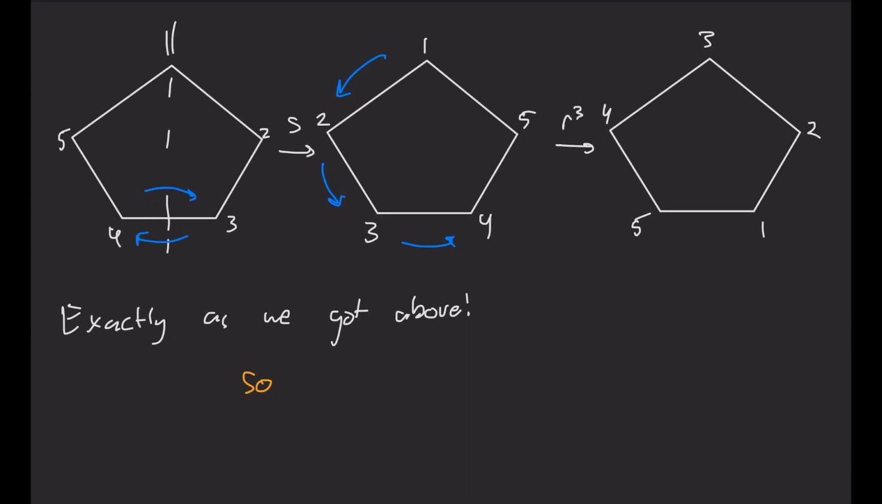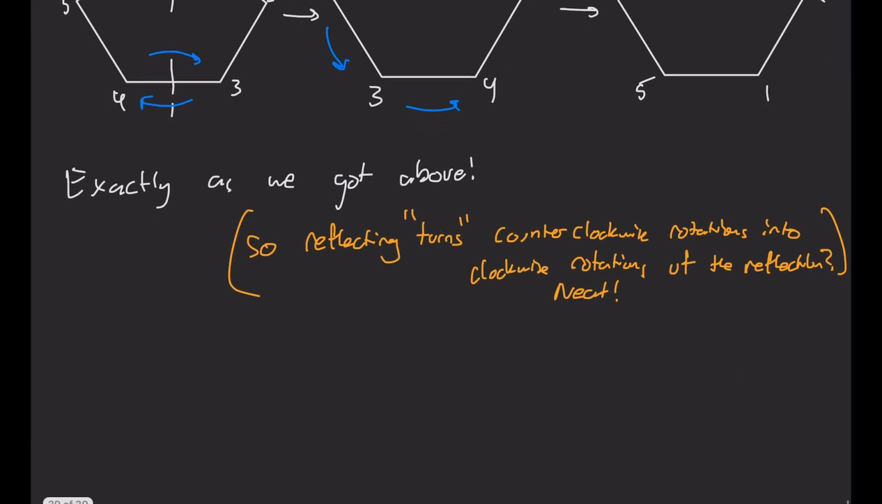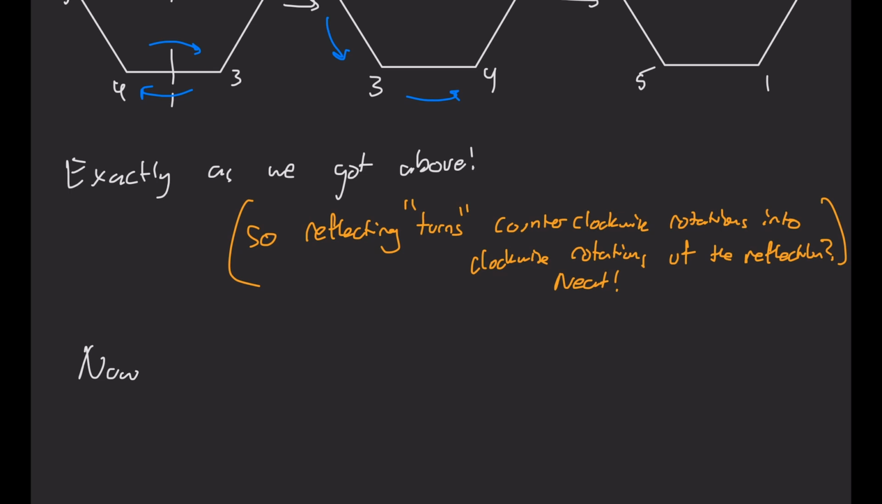So this is just one example, but in fact, it's always true. And one way to interpret this is that reflecting turns counterclockwise rotations into clockwise rotations of the reflection. So it's kind of a neat little interpretation of that anti-commutation relation.